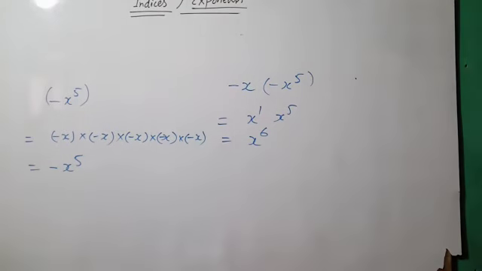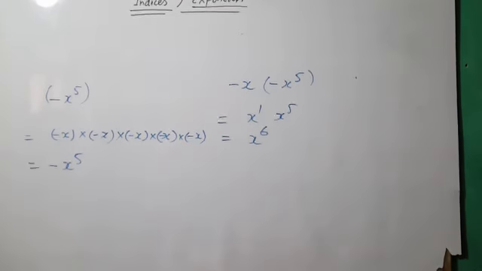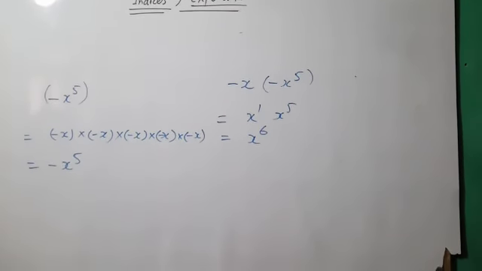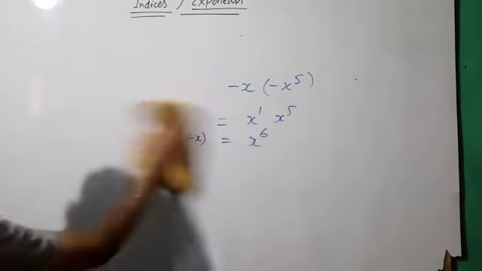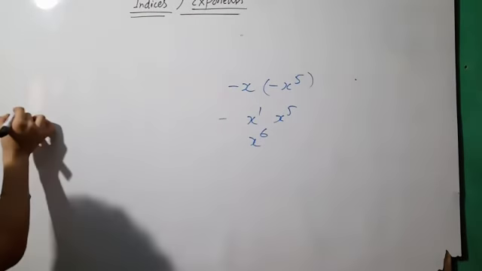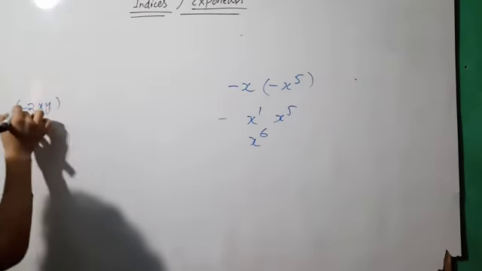Okay. So next, third part, minus 2 to the power 4. If we have a negative number and the power is even, the answer is always positive. So (minus 2xy) to the power 4.